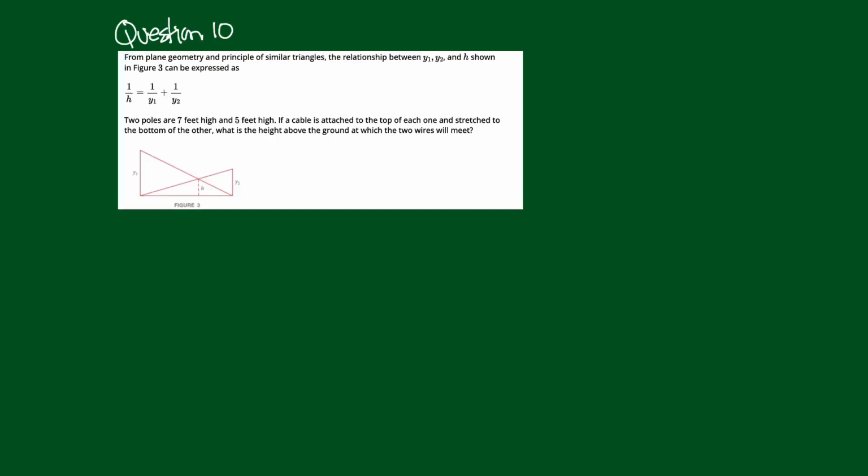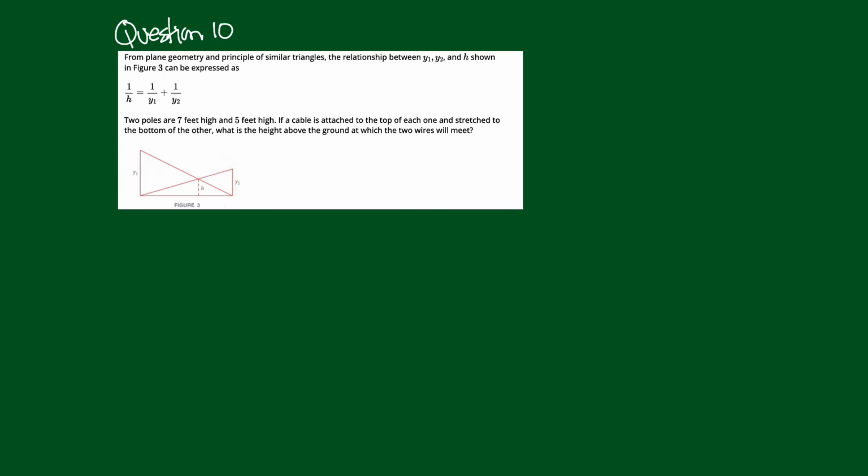Last question in this set. Here's what we know. From plane geometry and principles of similar triangles, the relationship between y1 and y2 and h is shown here. I've got this relationship: 1 over h equals 1 over y1 plus 1 over y2. All right, I've got two poles, like a telephone pole, and here's another pole. The two poles are 7 feet high and 5 feet high. So like this pole is 7 feet high, this pole is 5 feet high.